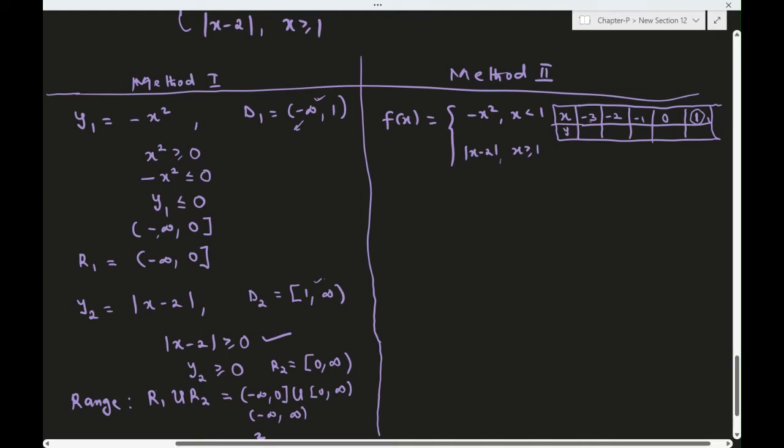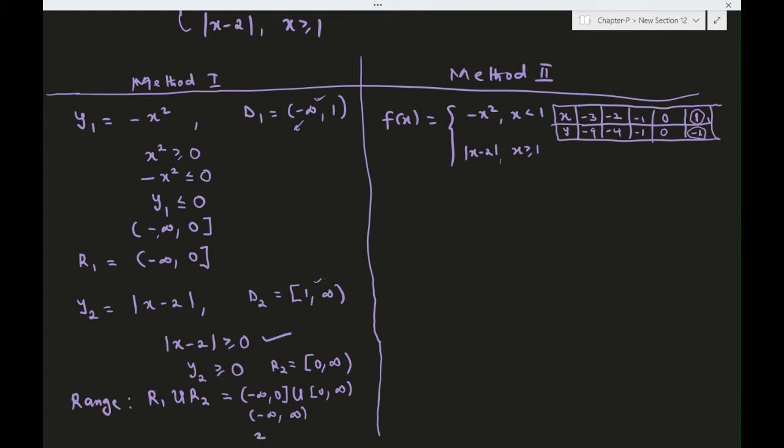Now, let's find the corresponding values of y. If x is minus 3, y will be minus 9. Here will be minus 4. And here is going to be minus 1. If you put 0, you'll have 0. Then if you put 1, you're going to have minus 1. But since the value of x is open here, the value of y also has to be open. We will see the importance of that.